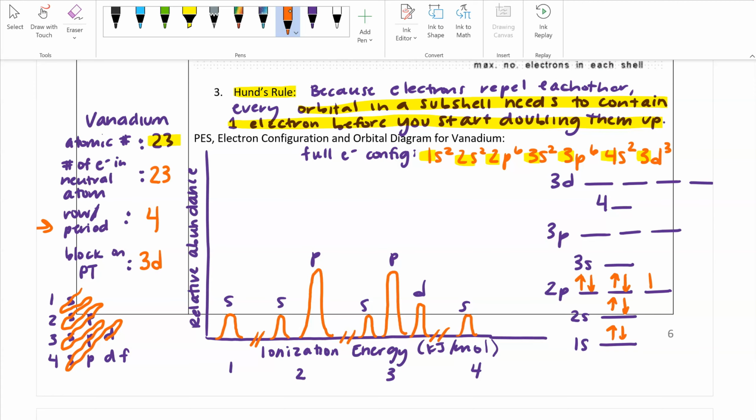If the orbitals are full, then I just pair up all the electrons, spin up and spin down for every orbital that's full. And then in my 3D, I have 3 electrons, and I have to put them into individual orbitals first because of Hund's rule. So every orbital in the subshell needs to contain 1 electron before you start doubling them up. So each one of those electrons needs to go in its own orbital, and I would only start doubling electrons in the d orbital when I had 6 electrons there. Okay, one more and then we are done.